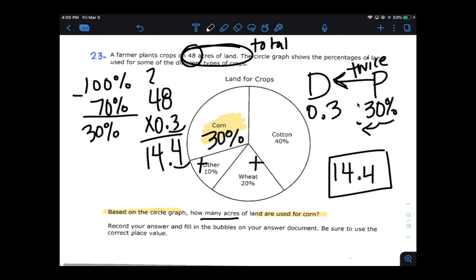Crops. I'm not writing a complete sentence. I'm not writing acres because if this is like a bubbling sheet, you just have to write the number and bubble in. If this is a DMAC test, all you have to do is write the number, no units, or anything else. So you just had to convert 30% into a decimal, multiply it, bam, right there, you have your answer. We're done with 23.